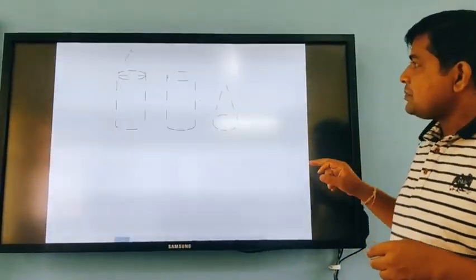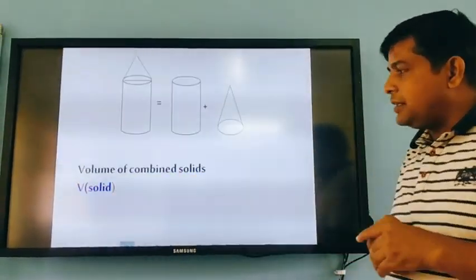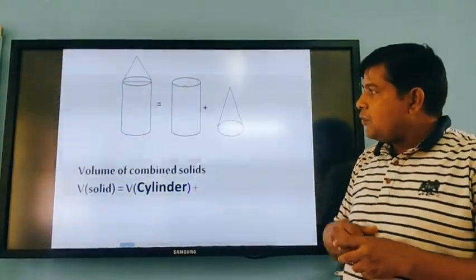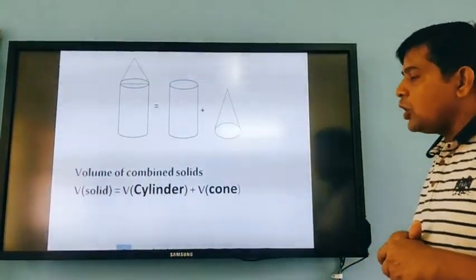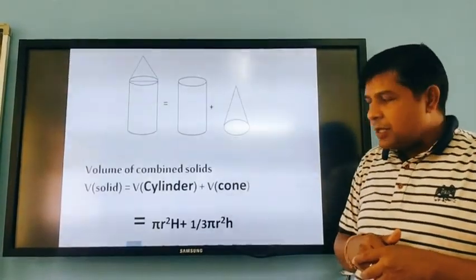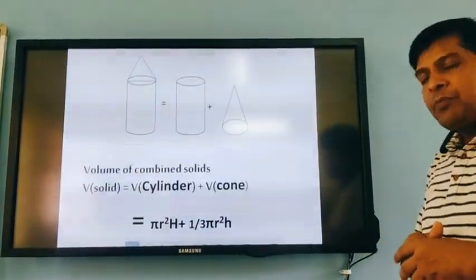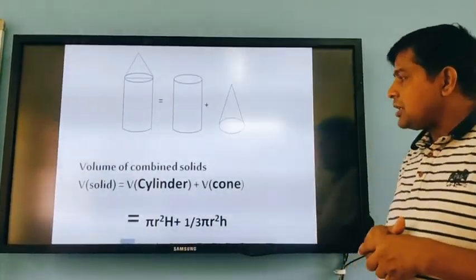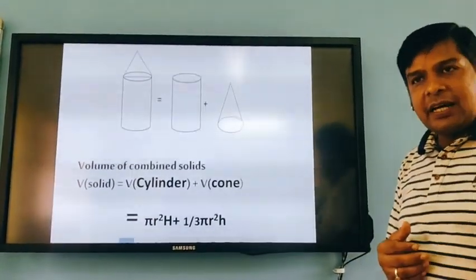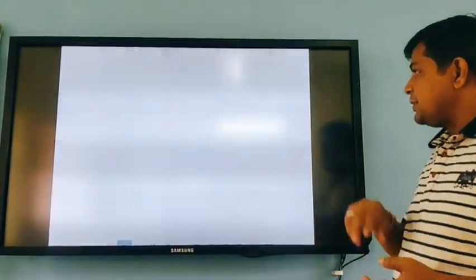Similarly, we can find out the volume of the combined solid. V solid is the volume of cylinder plus volume of cone. By putting the formula, volume of cylinder is pi r square h and volume of cone is 1/3 pi r square h. Thus we can find out surface area and volume of a combined solid.